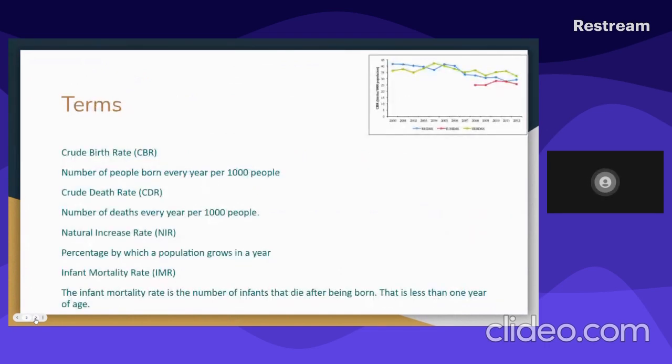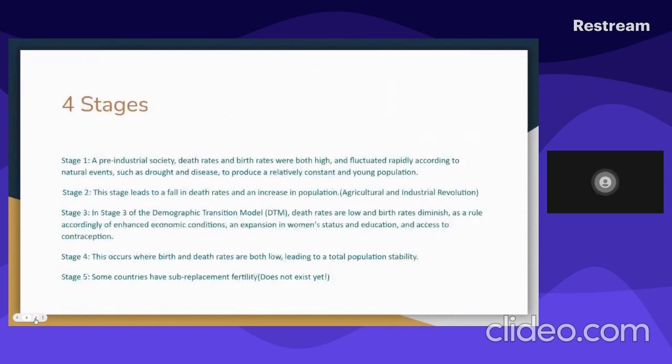Terms: crude birth rate, or CBR, is the number of people born every year per 1,000 people. Crude death rate, the CDR, is the number of deaths every year per 1,000 people. The natural increase rate, NIR, is the percentage by which a population grows in a year. Infant mortality rate, IMR, is the number of infants that die after being born that are less than 1 year of age.